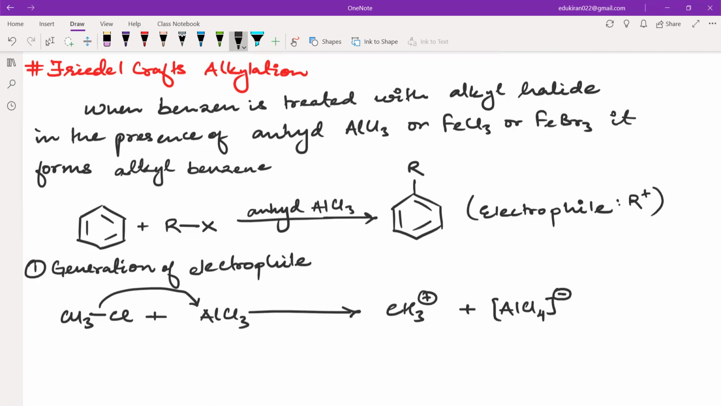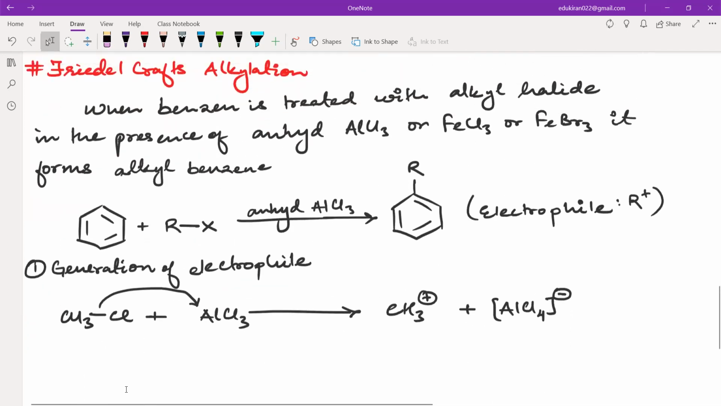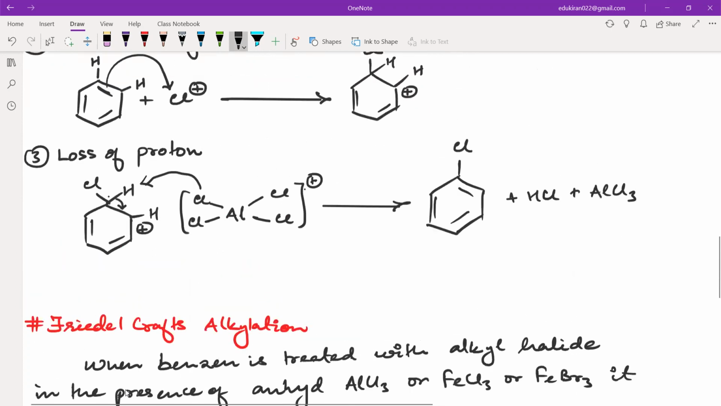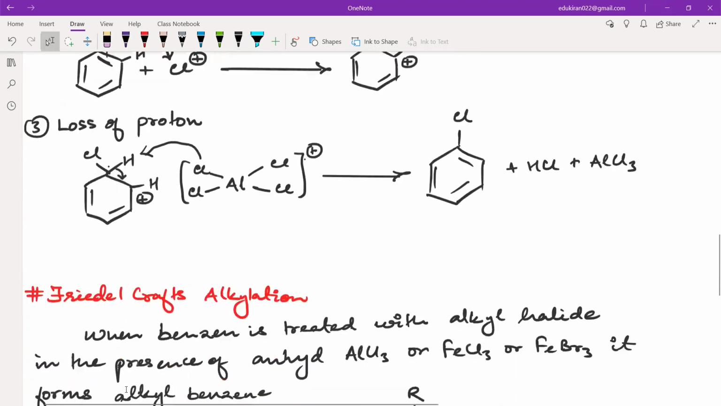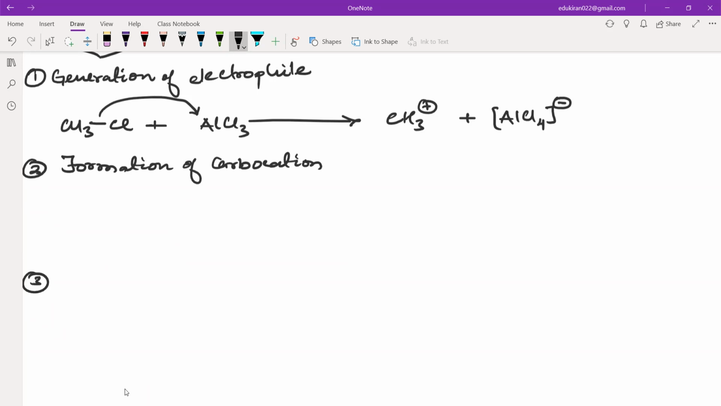Now, once you have generated the electrophile, what are the next steps? Formation of carbocation, loss of proton, which are going to be exactly the same. Yes or no? So the next two steps, you will just be copying. You will apply a bit of whatever you have learned from the formation of carbocation in the earlier electrophilic aromatic substitution, that is nitration, and then halogenation. In those we formed the carbocation and then also the loss of proton. So those two steps you will write at home. That is, the next step is formation of carbocation. The third step will be loss of proton. Can you guys do this? Please tell me.